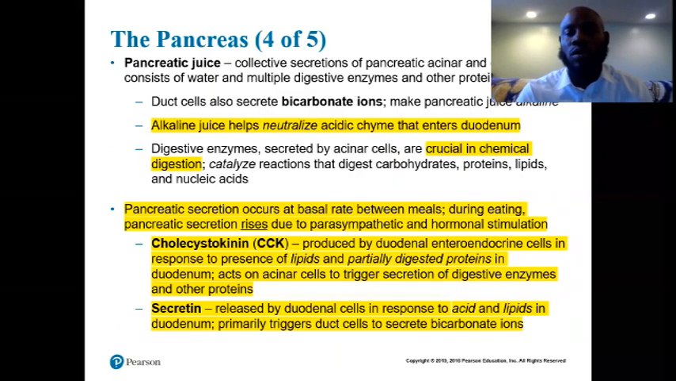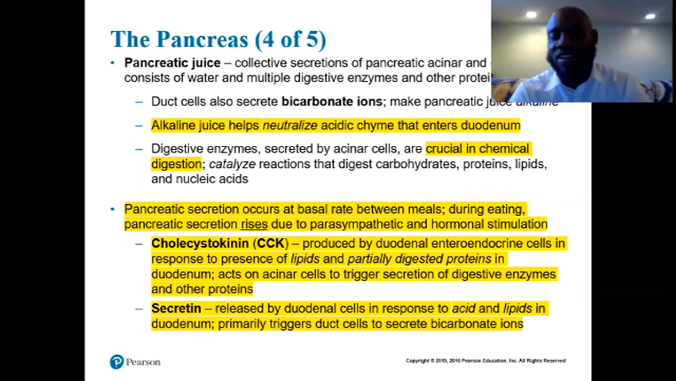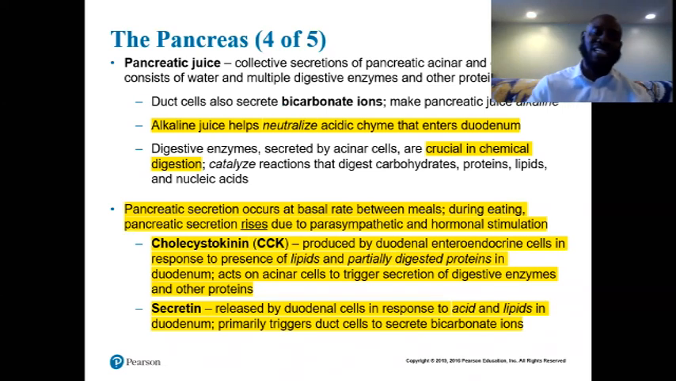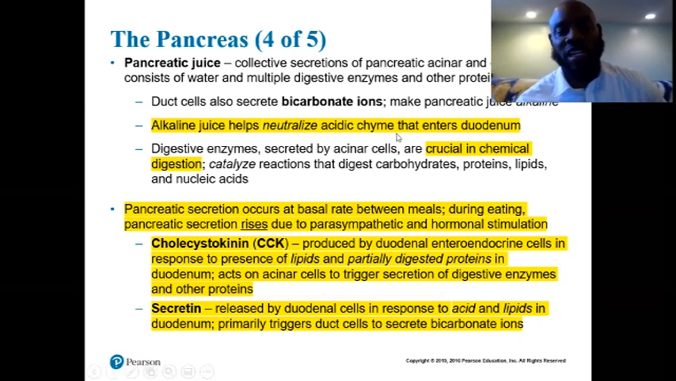All right. So we want to know exactly what those are. So we have what we call pancreatic juice. It doesn't sound like a very creative name, but that is the collection of secretions of pancreatic acinar and duct cells made up of water, multiple digestive enzymes. This helps with digestion, and a couple other proteins. Duct cells also secrete bicarbonate ions.